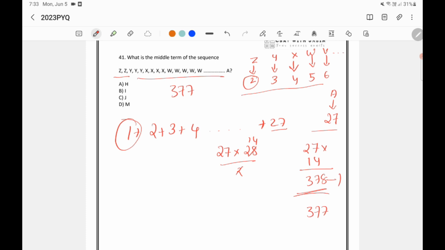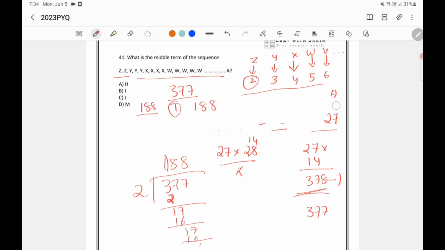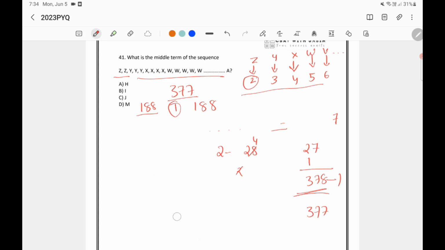Now we need to find out the middle term. So I am dividing 377 by 2. If I divide 377 by 2, I will get 188 as quotient. It's like 2 ones are 2. Then you have 17, 8 are 16, then 1, 17, again 8 are 16. So you will get remainder 1. That means here total 377 terms are there. So 188 terms will come first, then 1 middle term will come, then again 188 terms will come. So 188 plus 188 plus 1 is 377. So this is the total number of terms.